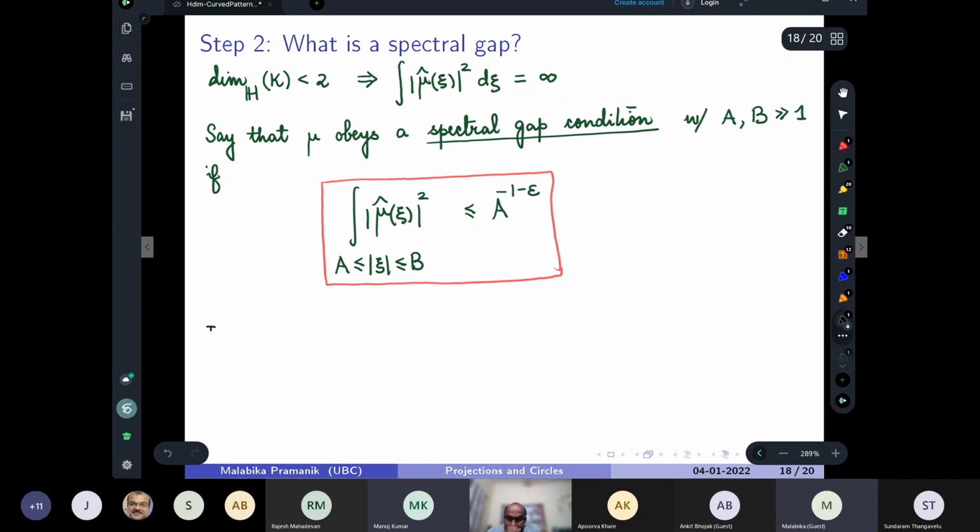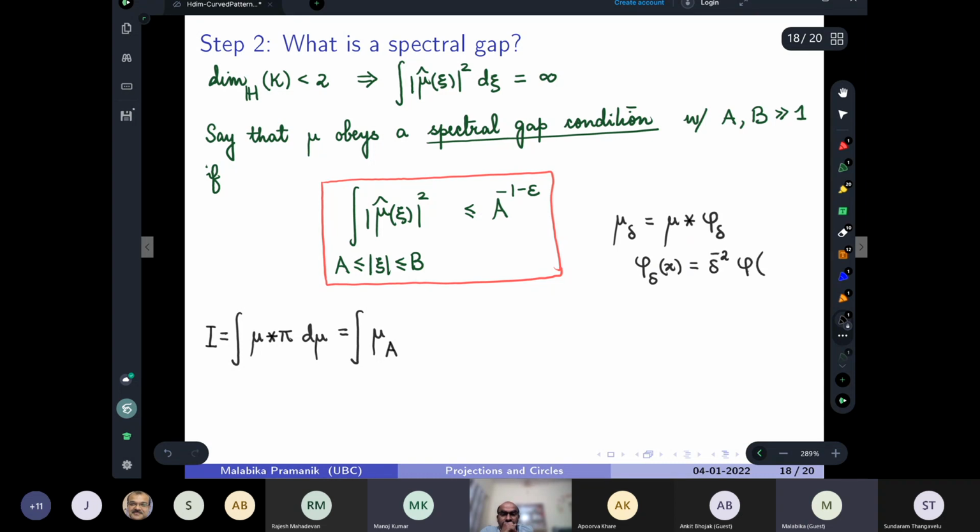So there is this I, the configuration integral, and I'll remind you what this is. This is mu convolved with pi d mu. And I'm going to write this in 3 separate parts. Let me remind you what mu delta is. Naru asked me about this. This is the delta thickening of mu, in other words, convolving mu with an approximate identity phi delta. So phi delta of x is delta to the power of -2 phi of x over delta.